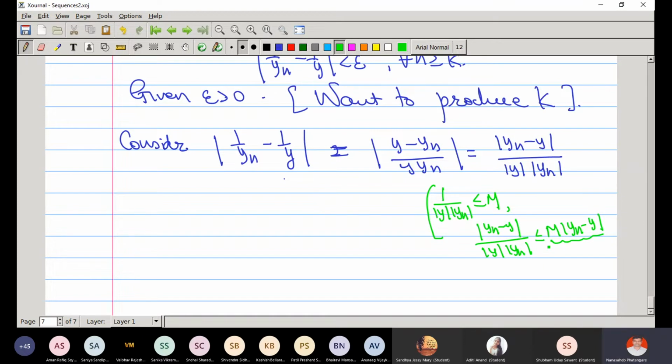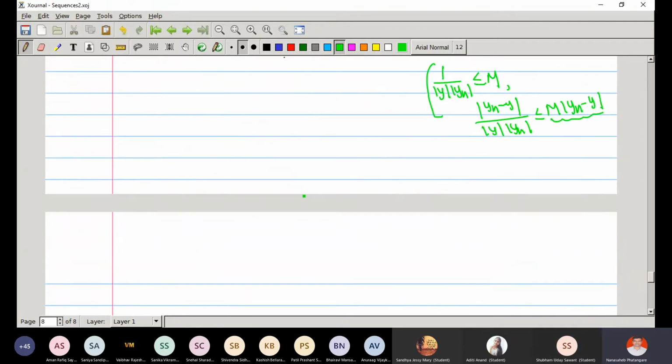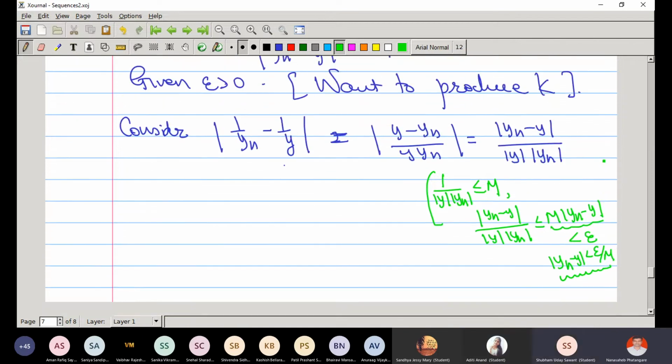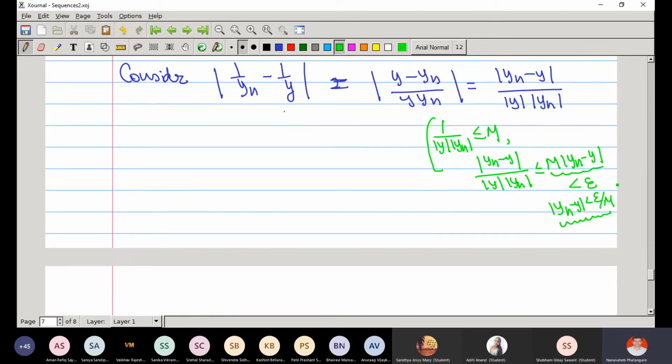Is it possible? Yes, sir. Right, because if you want to make this less than epsilon, that means we should make yn minus y less than epsilon upon m. And is it possible to make yn minus y less than epsilon upon m? Yes, sir, because yn goes to y. So this is the strategy. This is in my mind. So now go back. What I thought: if somehow I am able to make this less than m, then I will be able to make this less than epsilon. So this is a way.